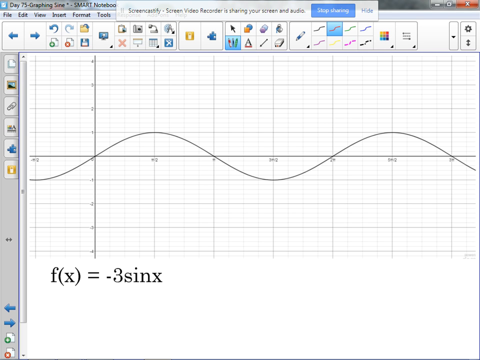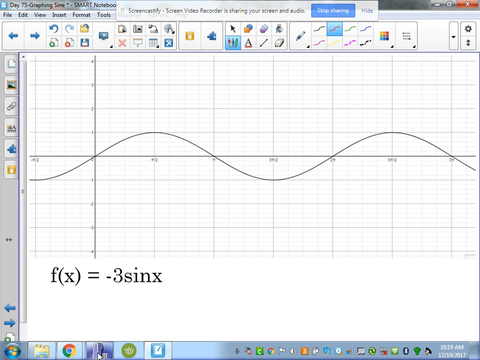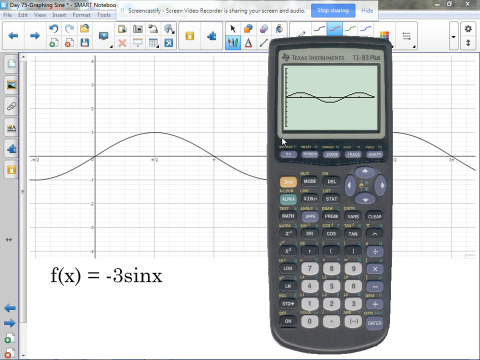What I have up here on the board right now is just the regular old sine of x because I want to compare the two. In my calculator, I'm going to leave the sine of x in there, and in y2, I'm going to type in -3 sine of x. So I've got the original, and here comes the second one that I'm graphing. I want to compare them. So what are some things that y'all observe?